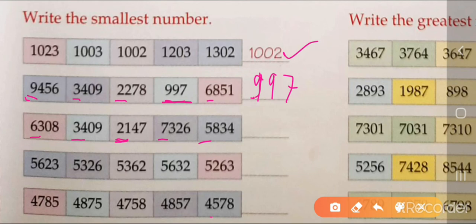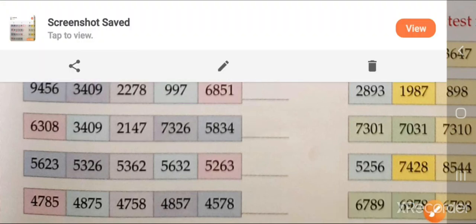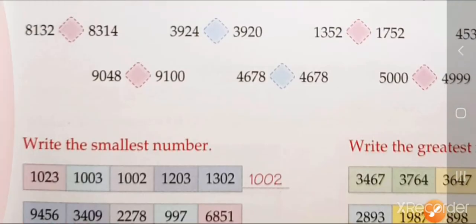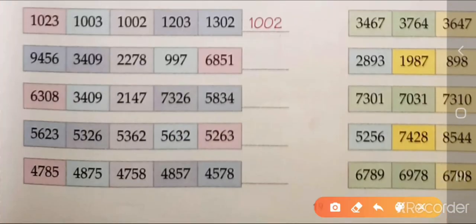2 सबसे छोटा है ना? Then the whole number will be smaller. Then write it here. 2, 1. 2, 1, 4, 7. Okay, so let's check next one.